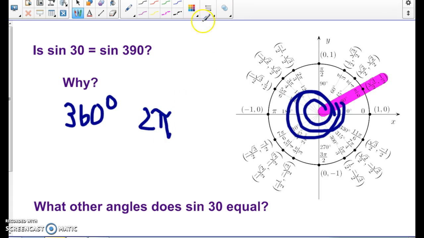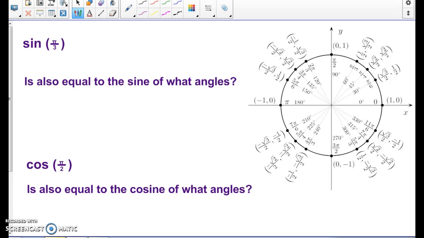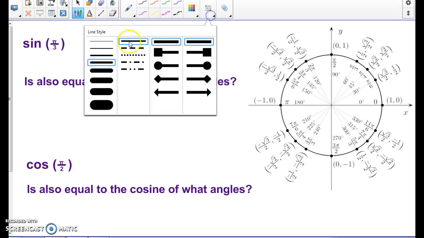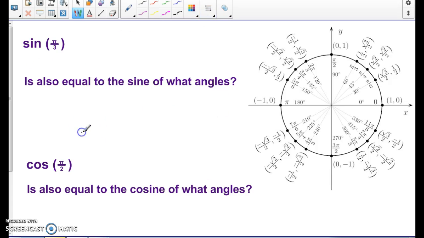Oftentimes when we're solving trig equations, we actually like radians more than degrees. So let's take a look at that. Sine of pi thirds is also equal to the sine of what angle? So here's the sine of pi thirds. Sine of pi thirds is the same as the sine of 2 pi thirds over here.